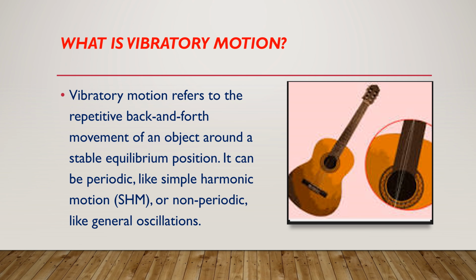What is vibratory motion? Vibratory motion refers to repetitive back and forth movement of an object around stable equilibrium position. It can be periodic like simple harmonic motion or non-periodic like general oscillations.